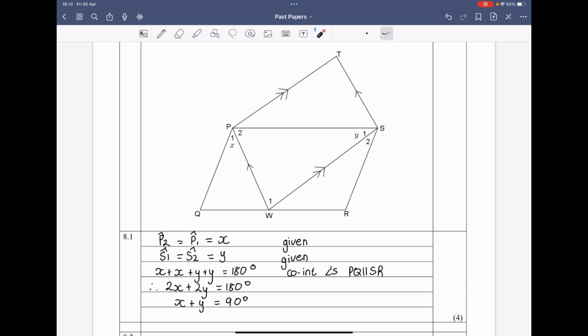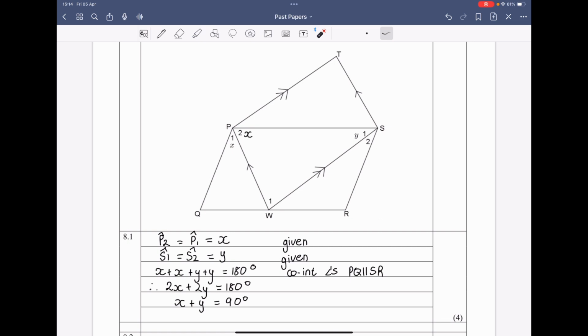Okay, and I'm going to use the fact that in the previous question I found that x plus y is equal to 90 degrees. So I know that P2 is also x and that S1 is y, I was told that. And if I look in this triangle here, I know that the sum of these angles must equal 180 degrees, like in every triangle, which means that x plus y plus W1 must equal 180. But I already found that x plus y is equal to 90, which means that 90 plus W1 must equal 180. So therefore W1 is 90 degrees.